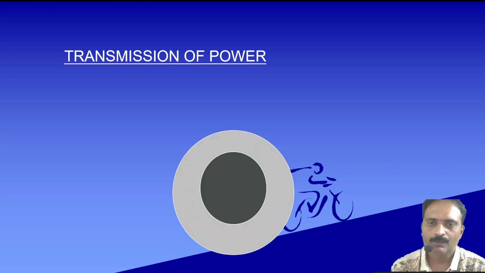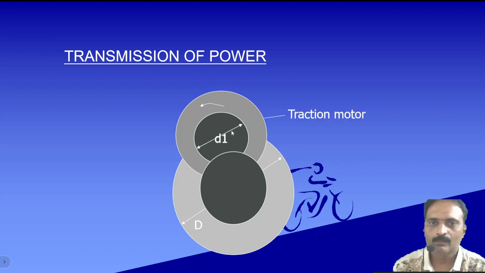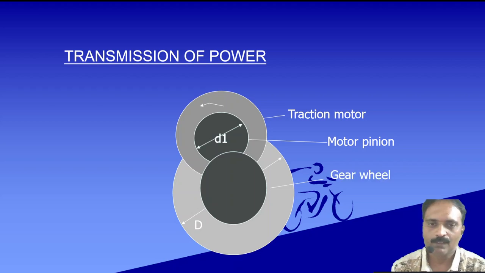So here let me consider this diagram. Here D is the diameter of the driving wheel, and D1 is the pinion. So this is actually the traction motor. This is the motor pinion arrangement, which is connected to the same shaft of the traction motor, and this is actually the gear wheel, and this bigger one is the driving wheel.